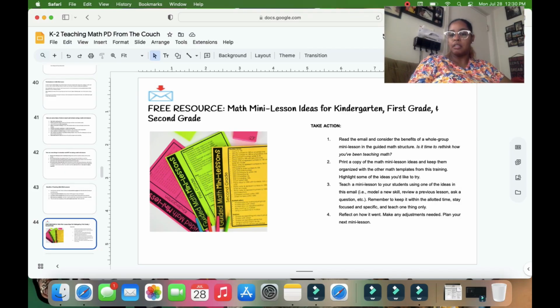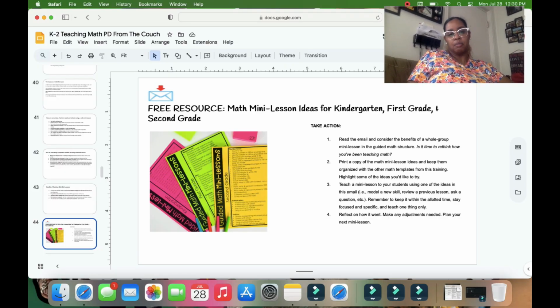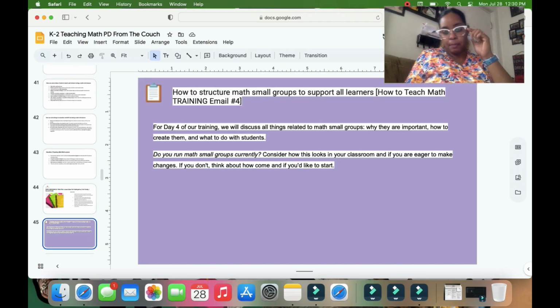So teach a mini lesson for your students using one of the ideas in the email, such as modeling a new skill, reviewing a previous lesson, or asking a question. Just remember to keep it within the allowed time, stay focused, and teach one thing only. And just reflect on how it went and then plan how your next mini lesson will go.